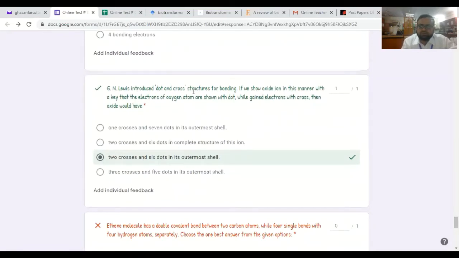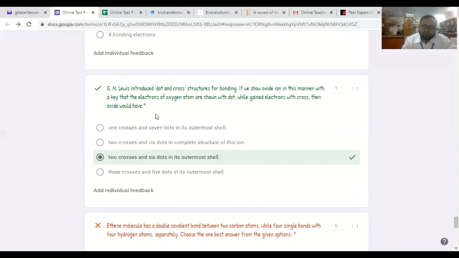G. N. Lewis introduced the dot and cross structure for bonding. If we show the oxide ion in this manner, with a key that the electrons of the oxygen atom are shown with dots, while gained electrons are shown with crosses, then the oxide would have... Remember that oxygen belongs to group 6, so it already has 6 valence electrons. So there must be 6 dots, because the electrons of oxygen are shown with a dot.